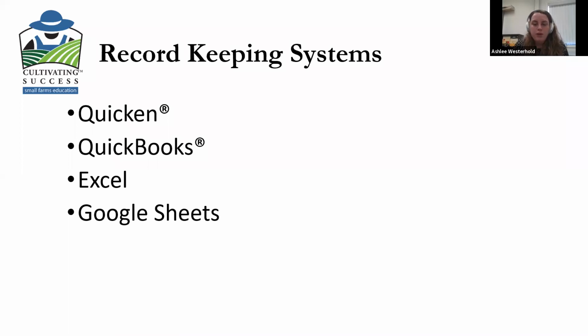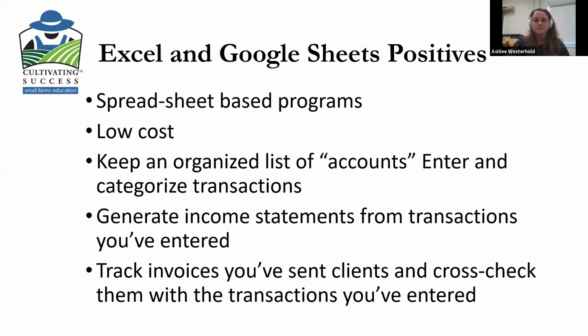So what we are talking about today, and the title of the presentation, is Quicken versus QuickBooks. And so I wanted to tell you about 4 record keeping systems. So there's Quicken, QuickBooks, Excel, and Google Sheets. And so first I wanted to talk about Excel and Google Sheets because they are used, and I'll talk about that in the next slide.